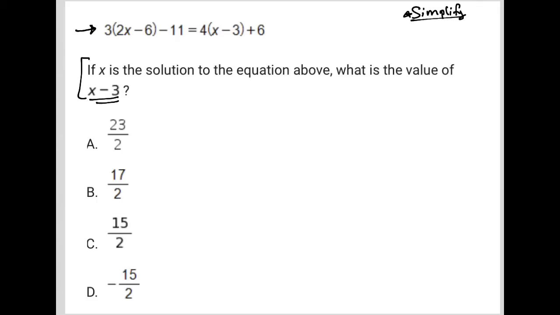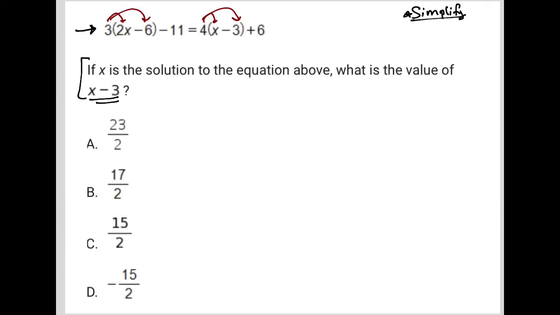So the most obvious way to solve this is to straight simplify what we have here by distributing the 3 across here, the 4 across there, combining like terms, solving for x, and then subtracting 3 to find our answer. All of our answers look like they're fractions, so I'd expect whatever x is to be a fraction, so that when I subtract 3 from it, it remains a fraction. But let's do that, and then I'll show you a bit of a faster way to get there.